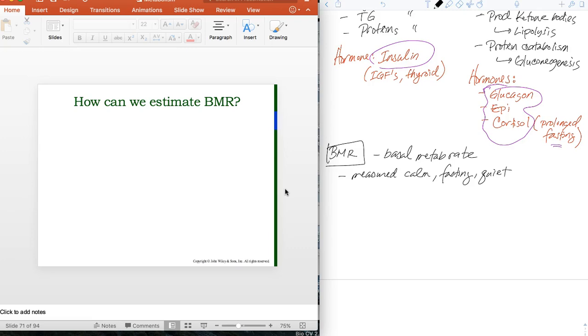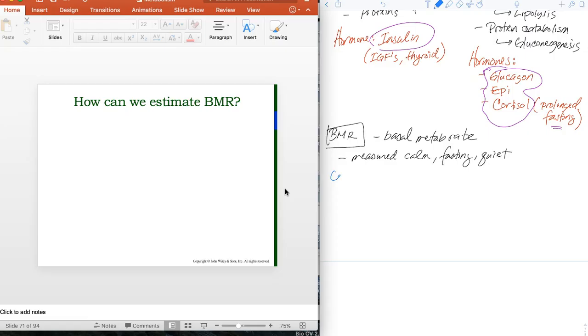The estimation of BMR, you have to go back to your overall cellular respiration equation. And that is what? C6H12O6 plus 6 O2. You want to know this overall equation. You get 6 H2O, 6 CO2, and then, let's do the high estimate, 36 ATPs. What are we missing? And heat.